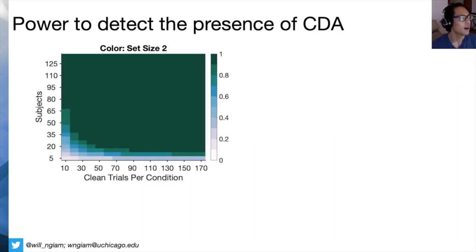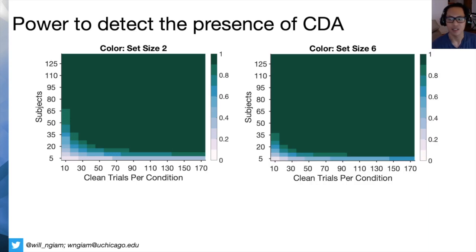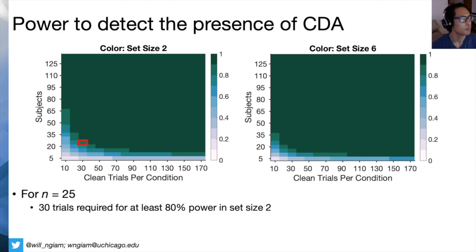So these are the results. This is the heat map for power. As you get more green, you have increased power to detect, firstly, the presence of the contralateral delay activity. This is for set size 2, and this is for set size 6. You can see that we're clearly well powered to detect the presence of contralateral delay activity. It is a little bit easier to detect the CDA in set size 6.